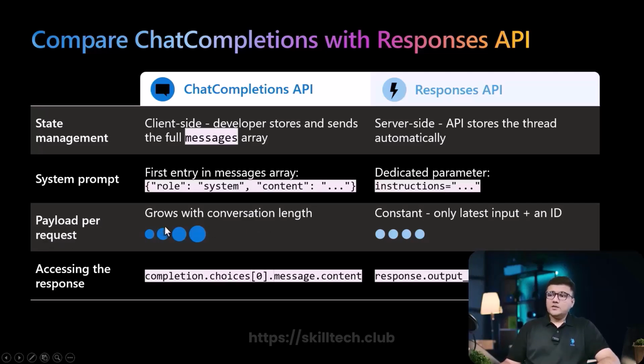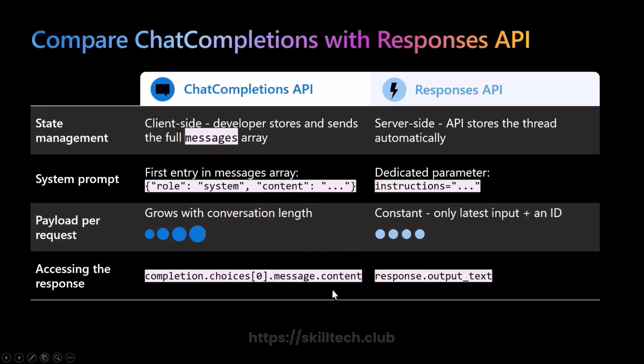When you're dealing with the ChatCompletions API, the payload per request is always going to grow with the conversation length. Because, as I said, every time it's going to store and send the full message array, over a period of time it is always going to grow, which is basically not good for performance. While in the other case, the responses API is going to have a constant payload per request. Every request is only going to send the latest input. Plus, there is a response ID which is created with that, and because of the response ID, it will be able to keep track of that. So this is a big difference in payload per request.